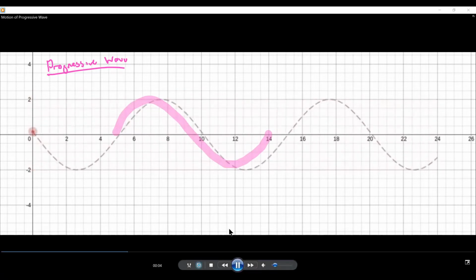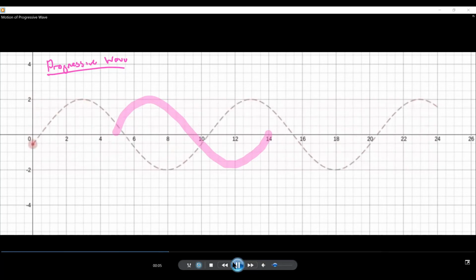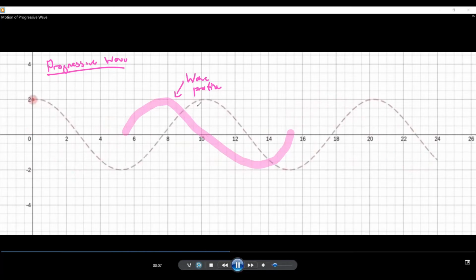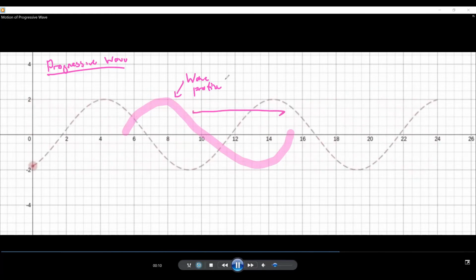When we say wave profile, it is this shape that I actually highlighted before. This is what we call the wave profile. If you look at the video when it plays, you notice that this particular wave profile, the one I've highlighted in pink here, is actually moving from one end to another. It's moving from here to here.